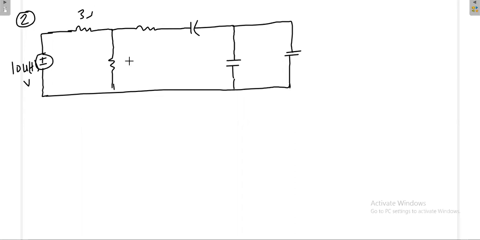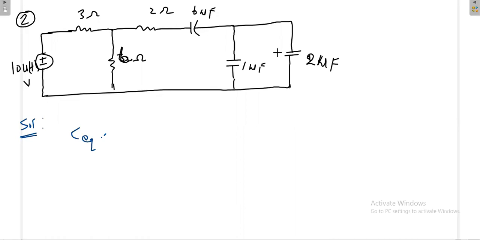This is 3 ohm, 6 ohm, 2 ohm, 6 microfarad, and then 1 microfarad, 2 microfarad. Okay, so now the solution is, what is C equivalent? Very simply, the C equivalent is parallel combination of these two. One in parallel with 2 in series with the 6. One parallel with the 2 is 3.